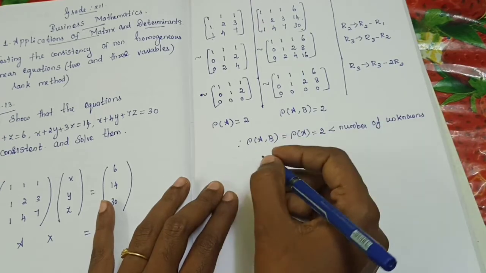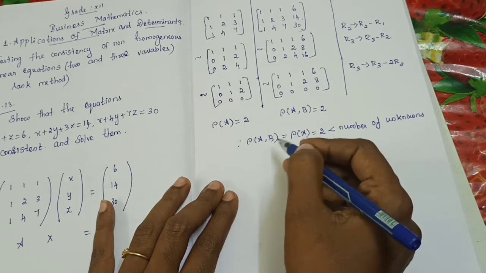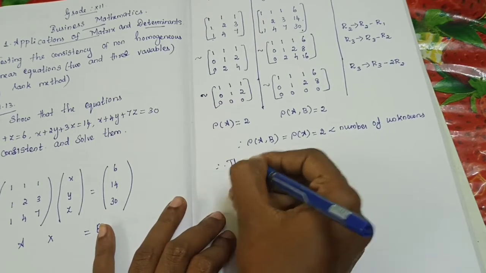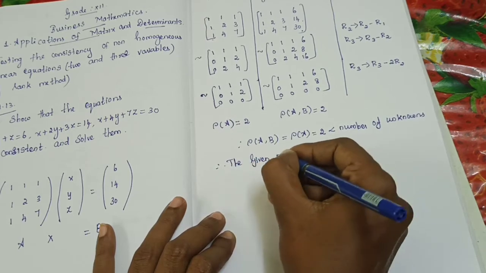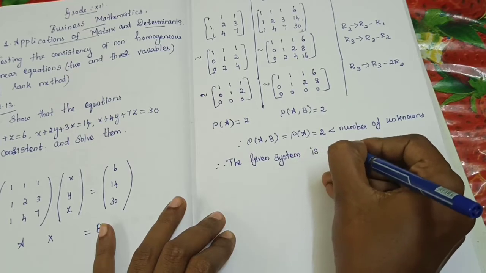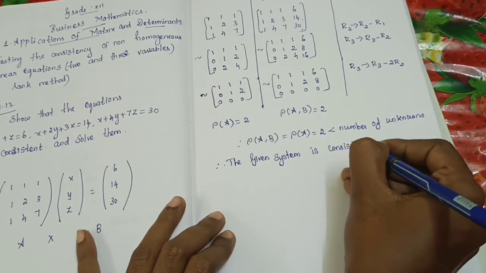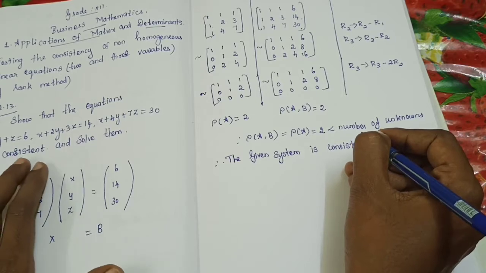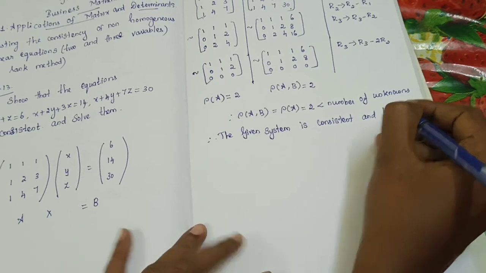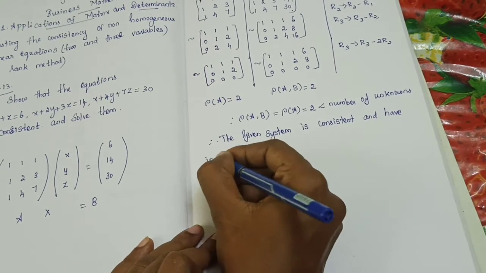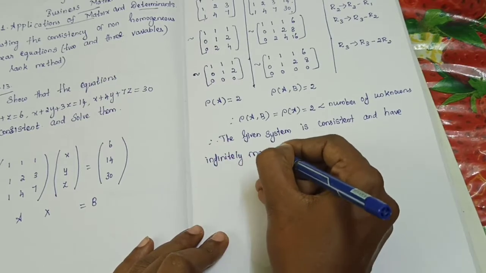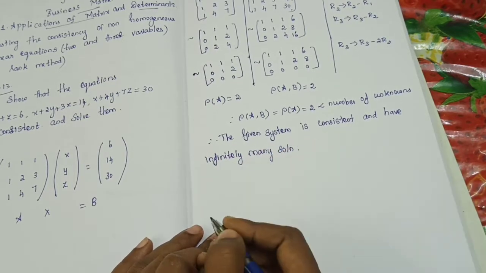Number of unknowns. So already we have learned 4 conditions, I explained to you. Rank of A comma B is equal to rank of A less than n, what will you conclude? The given system is consistent. So now we have proved the given system is consistent and has infinitely many solutions. This one we have already learned.